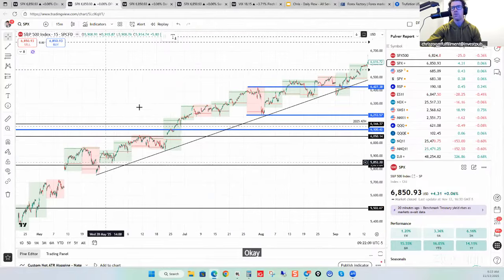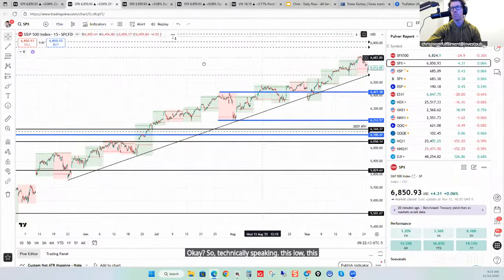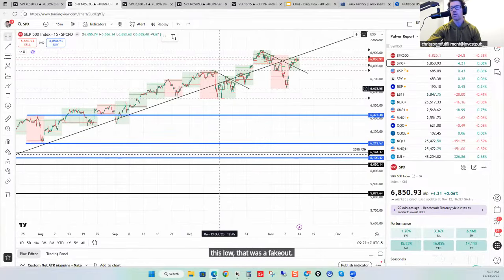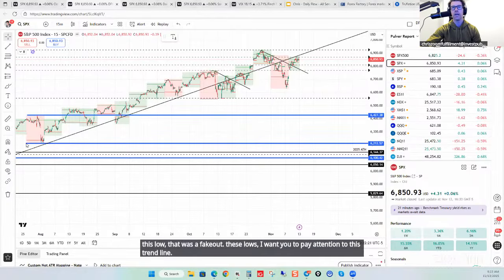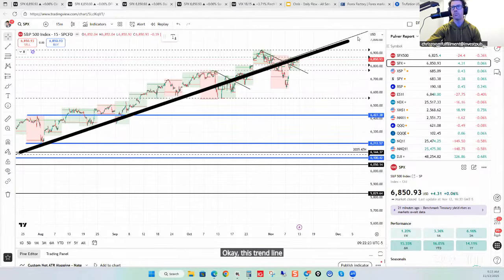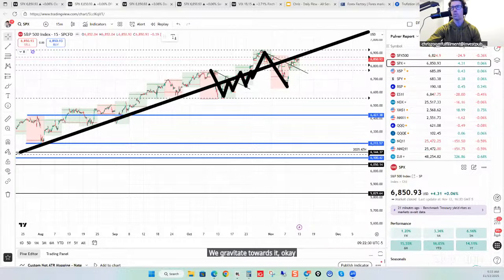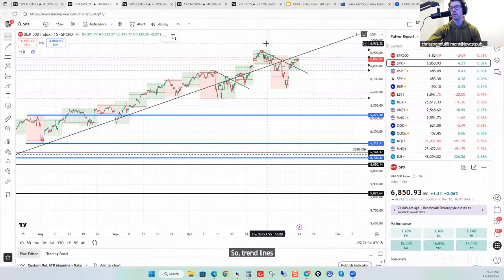Okay. So technically speaking, this low, this low, this low, this low, that was a fake out. These lows, I want you to pay attention to this trend line. This trend line that I've drawn is connected all the way back from the May lows. Look at how price, even though we broke it, we gravitate towards it. So trend lines aren't perfect all the time.